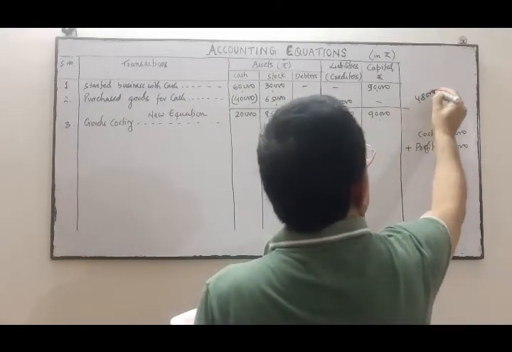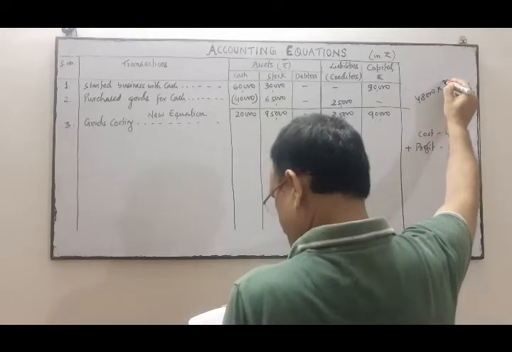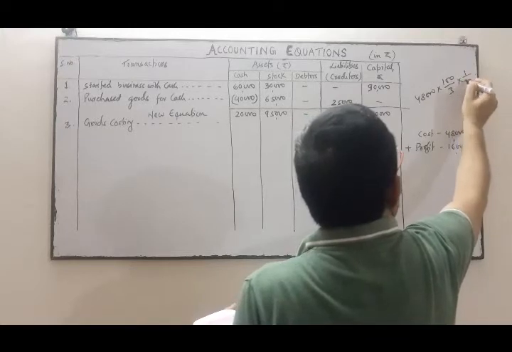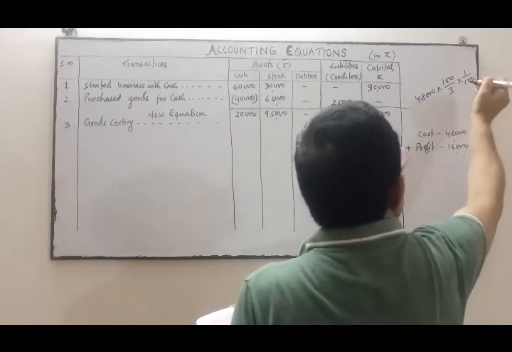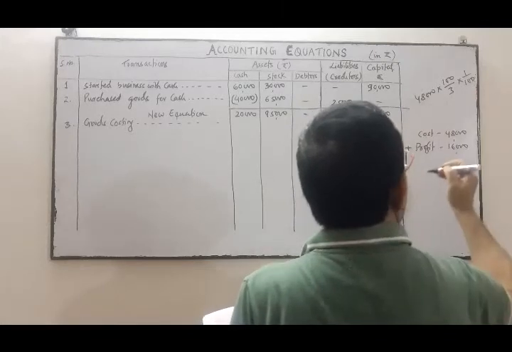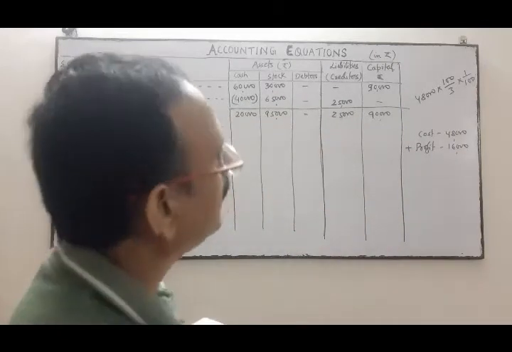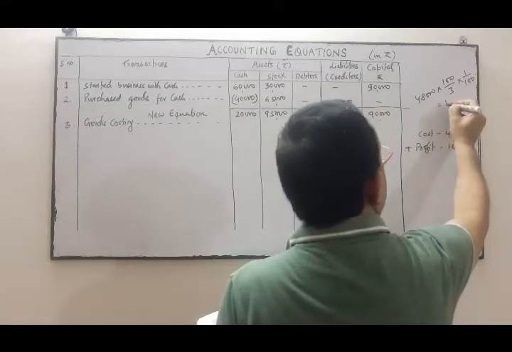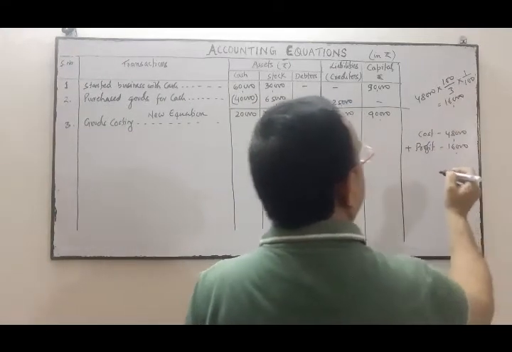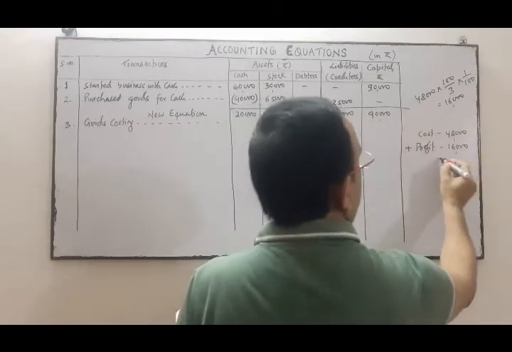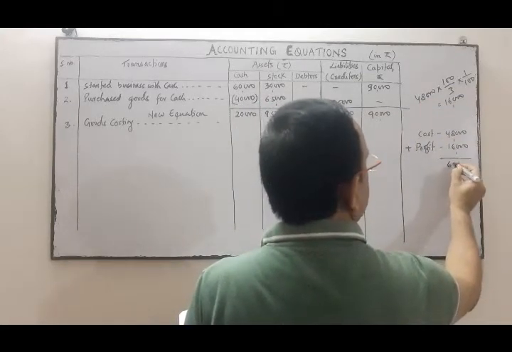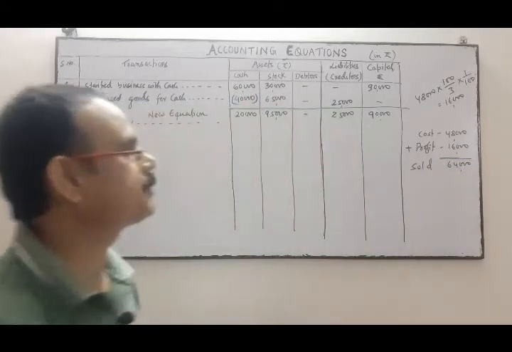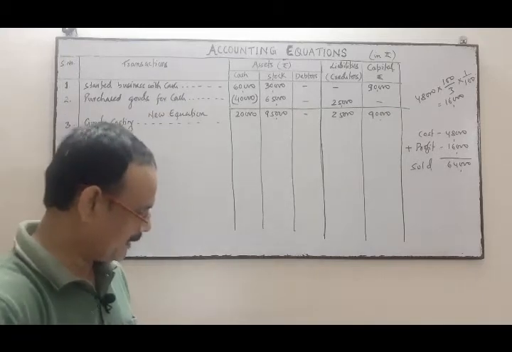48,000 into 33 1/3% means 100 upon 3 into 1/100, so it is 16,000. So goods is sold for rupees 64,000. Goods is sold for 64,000.